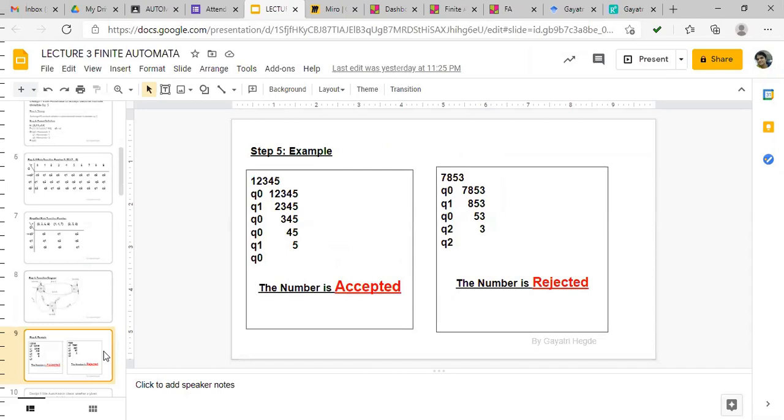Okay, I hope this is clear, students. Don't make these mistakes in the next examples. I hope this is clear.